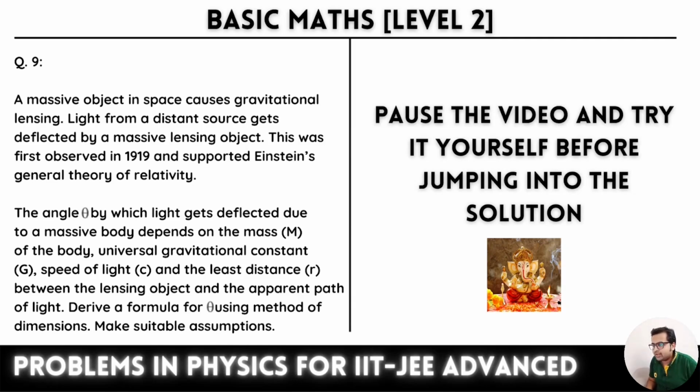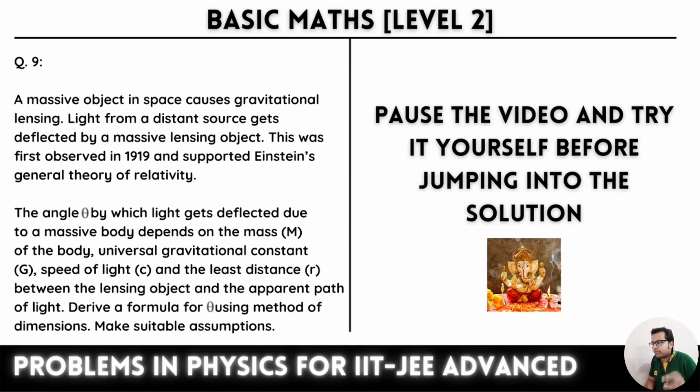So the idea is this: light from a distant source. So stars are emitting light, sun is emitting light. So from a distant source we are getting light. So that light is getting deflected. So deflection of light in itself is a very interesting concept by a massive lensing object. So this is known as gravitational lensing, and it was supported by Einstein's general theory of relativity. So now let's see what exactly the question is.